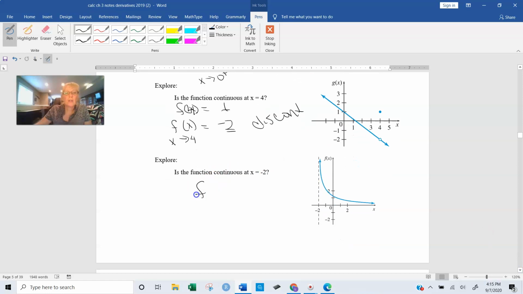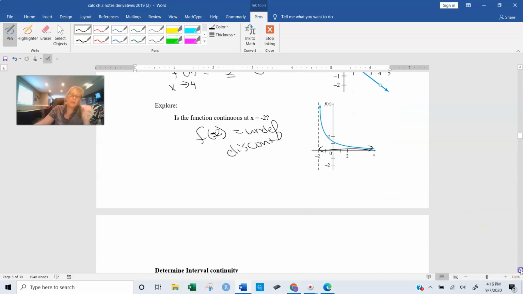Well, the function at -2 is undefined, right? It is approaching positive infinity, therefore it is discontinuous at -2. Just for your information, from here to here, though, it is continuous, not inclusive of -2.